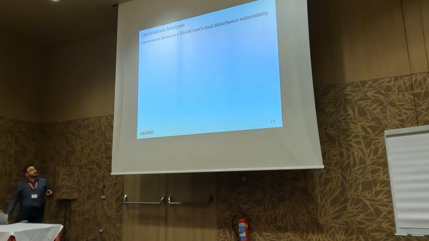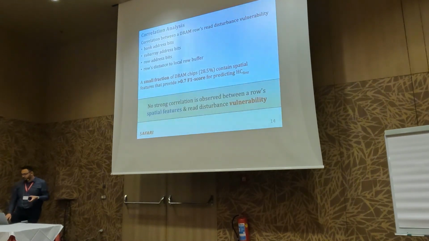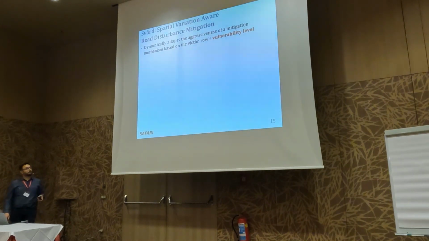We looked at the correlation between the DRAM rows' disturbance vulnerability and the bank address bits, subarray address bits, row address bits, and a row's distance to the local sense amplifiers. We observed in a small fraction of DRAM chips that there is some correlation. A few spatial features exhibit more than 0.7 F1 score in predicting HC first, but it is not reliable enough to implement in a security domain.